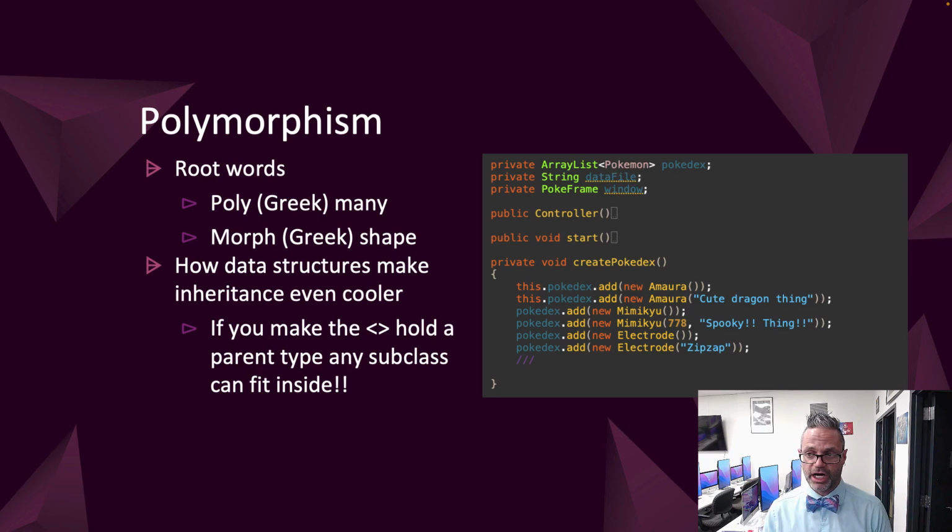Polymorphism is the last thing we're talking about for this introduction to inheritance. It comes from the Greek roots poly, meaning many, and morph, meaning shape, so many shapes that can fit inside it. This is really how we can use inheritance in data structures to make it even cooler. Any angle bracket type that we're working with can hold a parent type or a subclass. In this case, I have an ArrayList of Pokemon. As you can see in the right-hand image, I've got my Amoonguss, my Mimikyu, and my Electrode all going inside my Pokedex because it's a Pokemon type, but I can fit any subtype of Pokemon inside that, and it works amazingly. So that's just a quick little introduction to how we can work with inheritance.